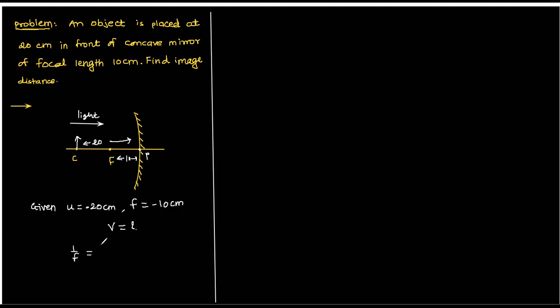1 by f is equal to 1 by v plus 1 by u. So now substitute 1 by minus 10 is equal to 1 by v, and this is plus, you substitute like this only, 1 by minus 20. So solve this. If you will solve, you will get answer as v is equal to minus 20 centimeter. Okay, you just do it to understand the sign convention. Very simple problem. Try yourself. Okay, understand, right?